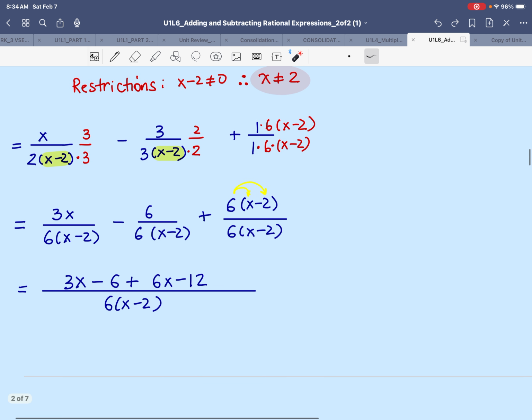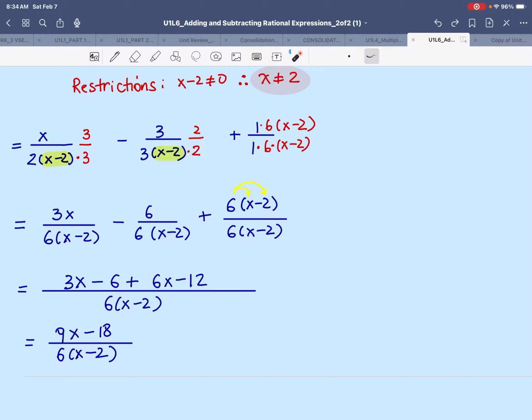In the next step, we'll keep on simplifying that numerator. So 3x and 6x is 9x, negative 6 minus 12 is negative 18, and that will be over 6 times x minus 2. So the next step is to factor the numerator if possible.